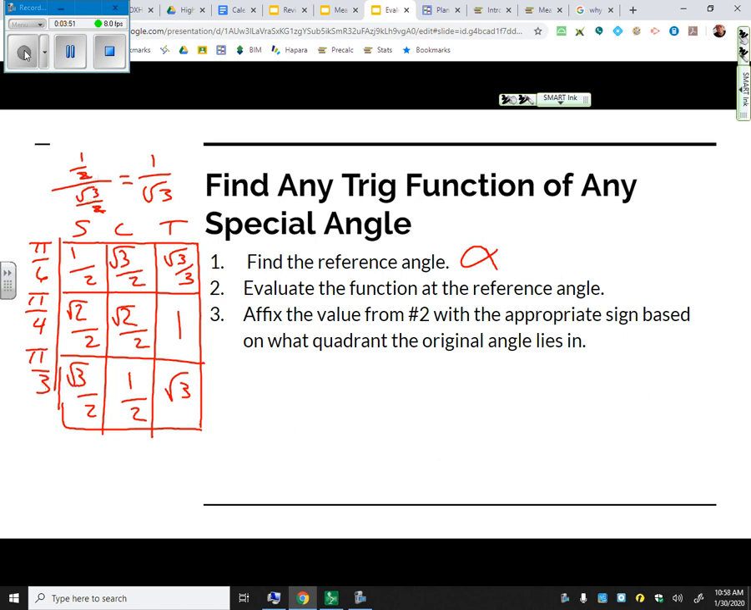Step 3, I want to fix the value from number 2 with the appropriate sign based on what quadrant the original angle lies in. What are we trying to say there? That all students take calculus, absolutely. We're just going to look and see what quadrant we lie in.